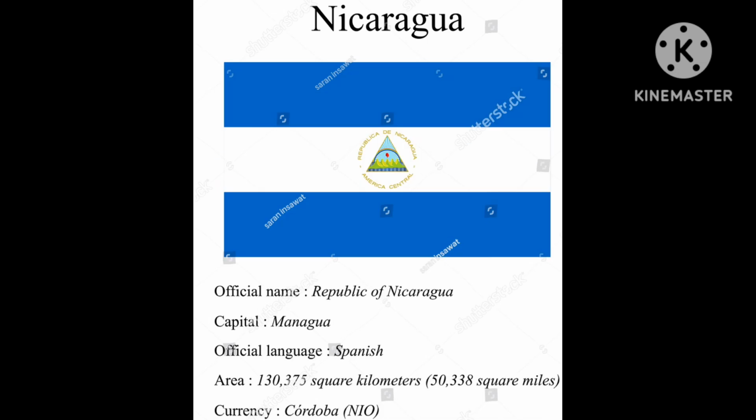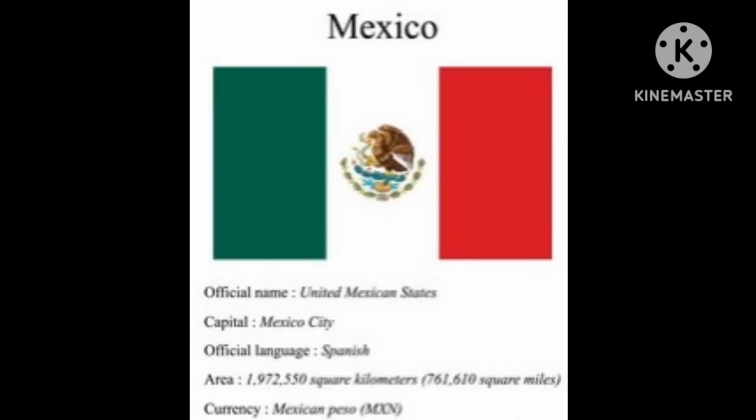The next country is Nicaragua. The capital of Nicaragua is Managua, and official language is Spanish. Its currency is the Cordoba. You can also watch the flag. The next country is Mexico. The capital of Mexico is Mexico City. Its currency is the Mexican peso and official language is Spanish. You can also watch the flag of Mexico on the screen.